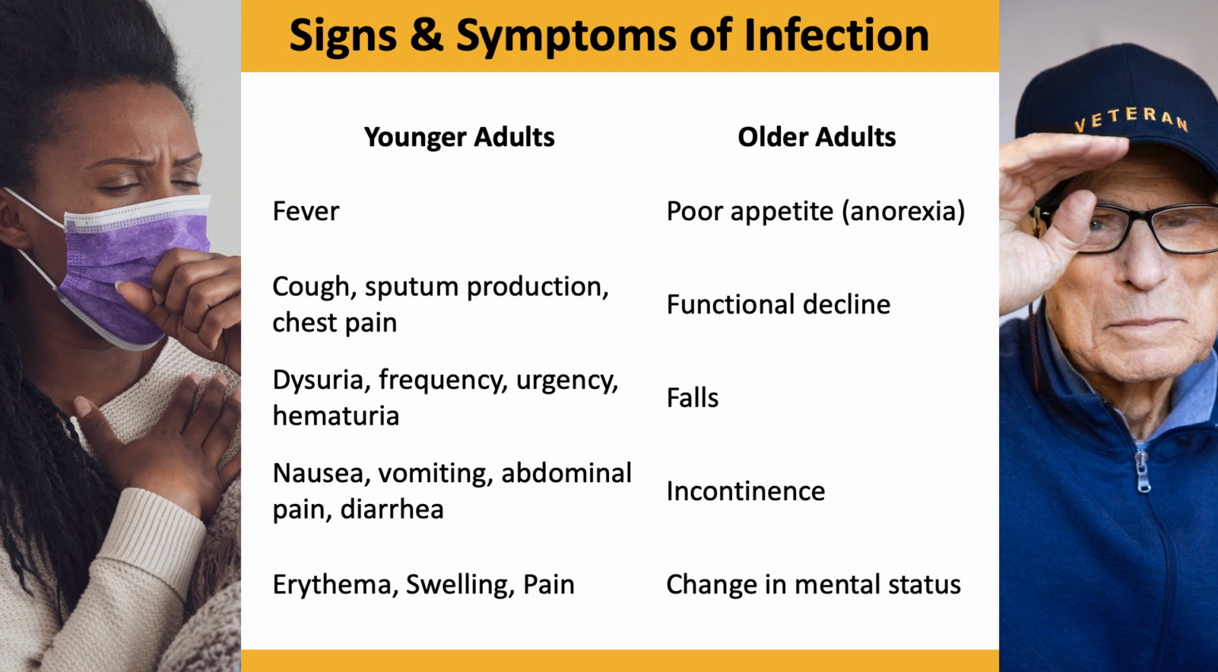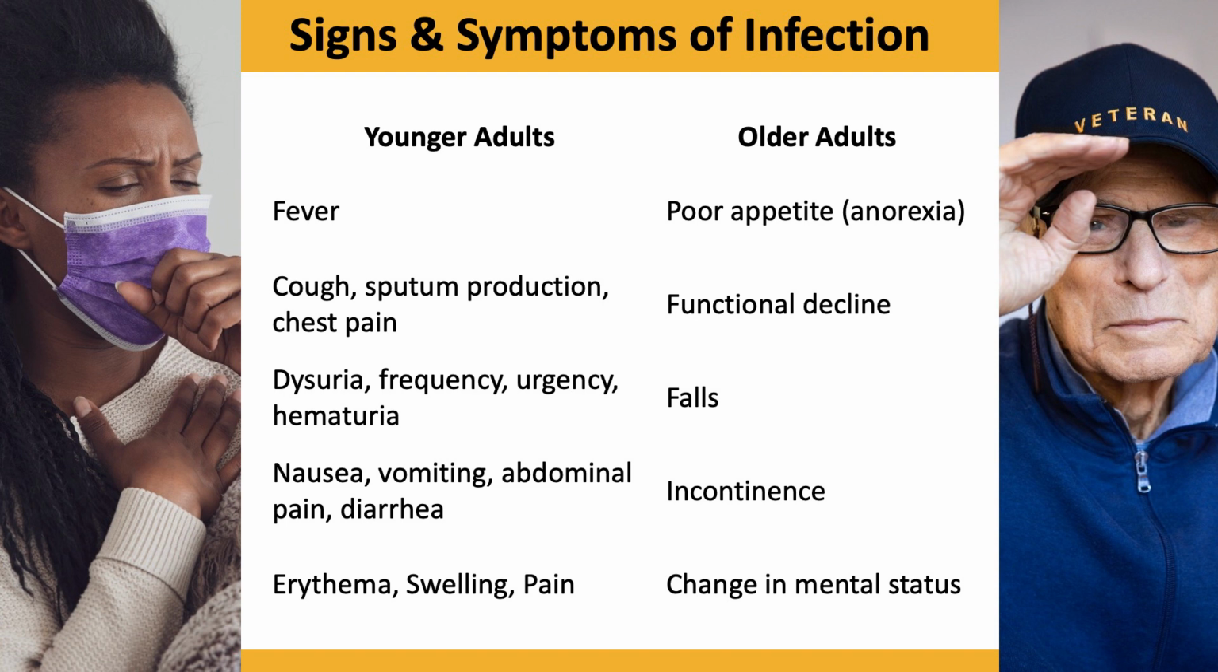So it's poor appetite or anorexia, functional decline. Falls are a huge one, urinary incontinence, and a change in mental status. So here's the problem. Except for incontinence, and that's not entirely true even for that, these are all really not specific, and they can be all caused by any number of things. Like poor appetite, maybe the food's bad, maybe it's a lot of medications that they're taking, maybe they're constipated.